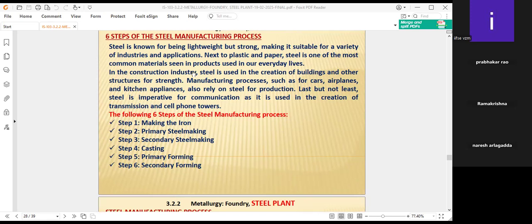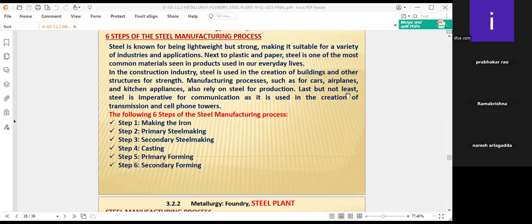In the construction industry, steel is used in creating buildings and other vertical structures, for strength. Manufacturing processes for cars, airplanes, and kitchen appliances also reliably depend on steel for production.